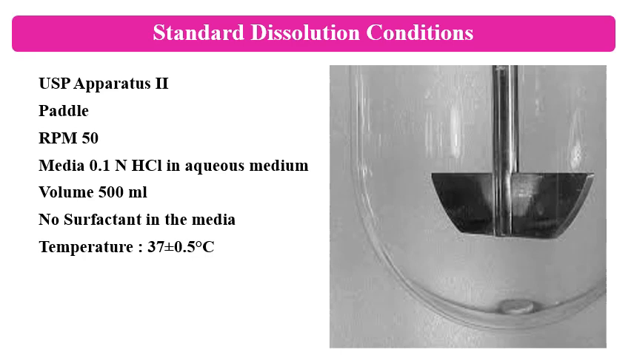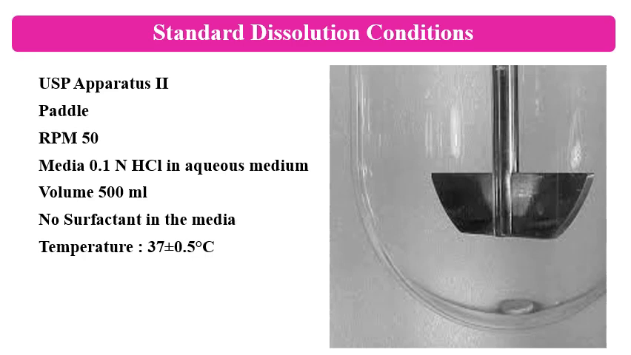RPM is 50. Media is 0.1 normal HCl in the aqueous medium. Volume is 500 ml. Surfactant should not be used and is not required. Temperature is 37 degrees Celsius plus minus 0.5 degrees Celsius. Now this is the standard condition for USP 1 and USP 2 apparatus.